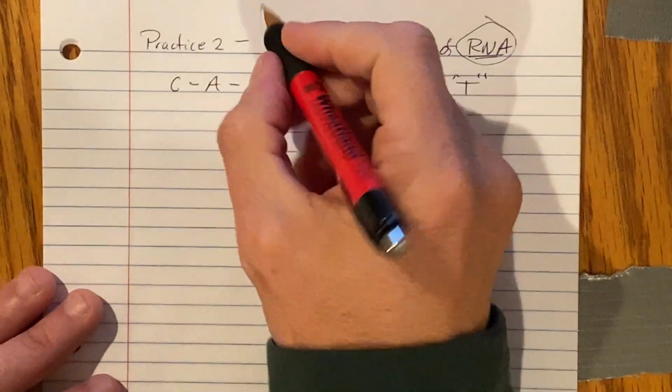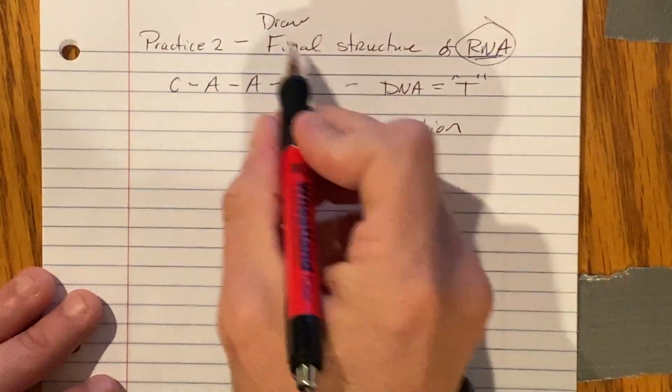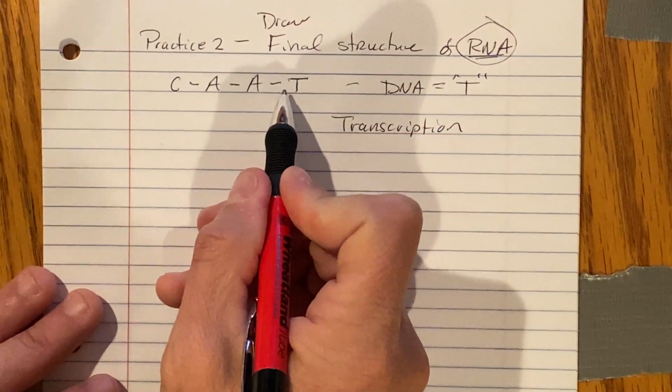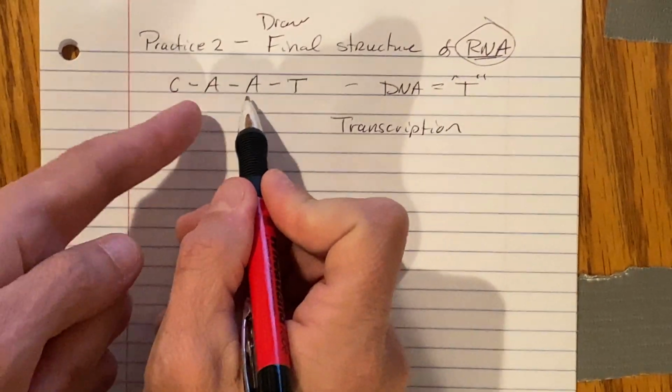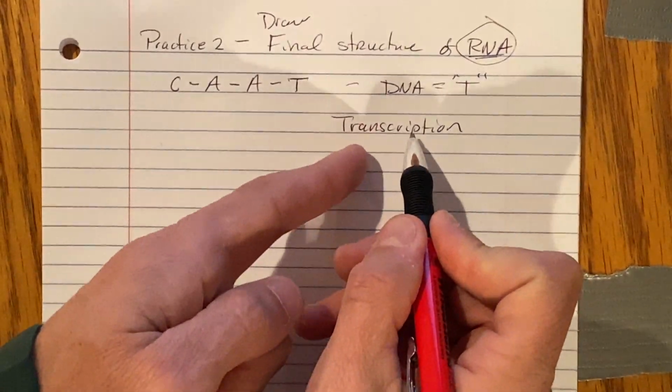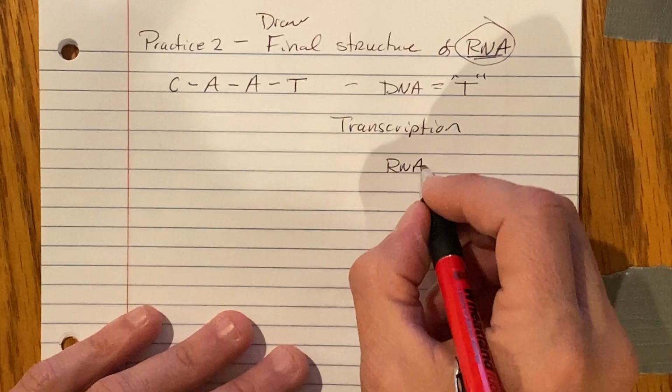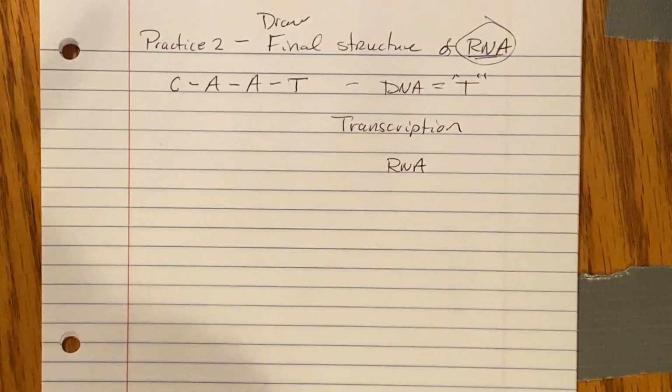Make sure I want you to draw the final structure of RNA using this sequence. Well, you can't draw. This is not RNA. This is not RNA. This is DNA. So you must do transcription and convert this strand into RNA using the rules of complementary base pairings.